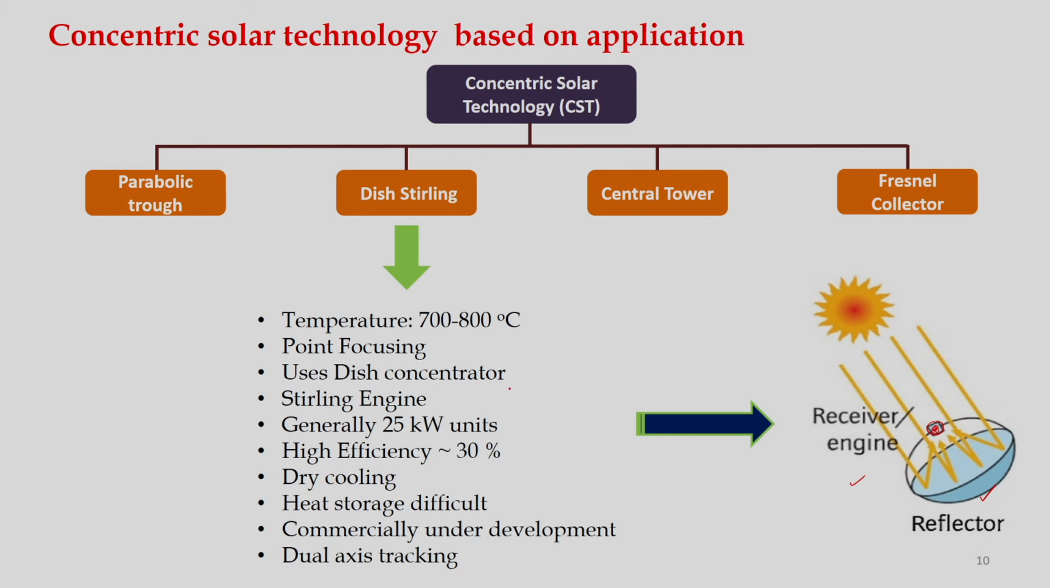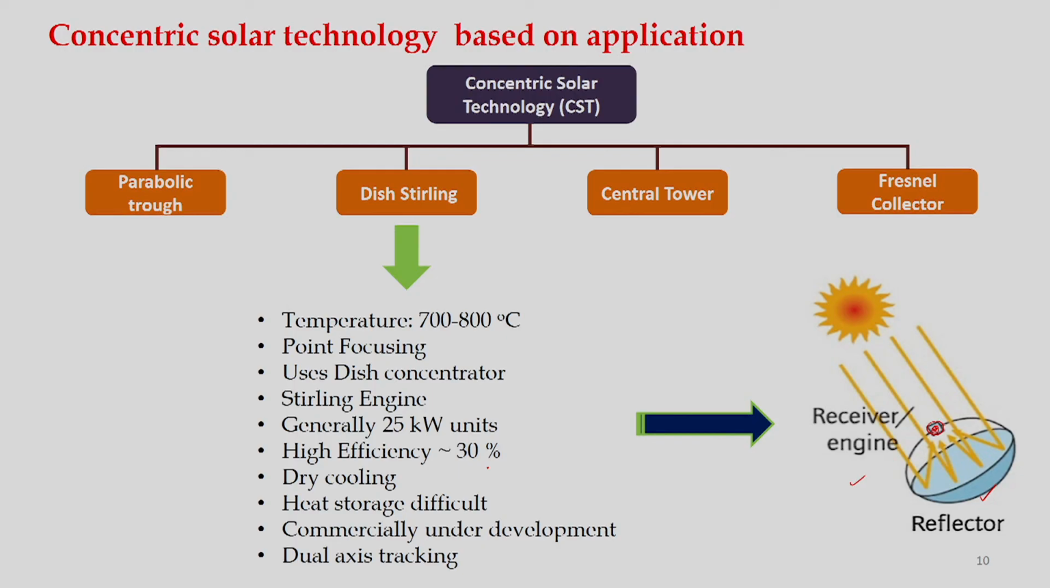And this technology uses this concentrator as you can see here, and of course Stirling engines need to be used, and it provides an output of about 25 kilowatt per unit. A single unit can be designed for generation of 25 kilowatt and its efficiency is quite high, about 30%, and a dry cooling arrangement is there in the receiver system, and heat storage is difficult because this is a single point.